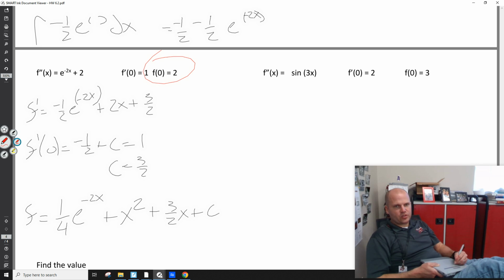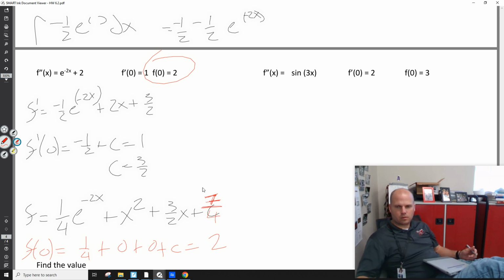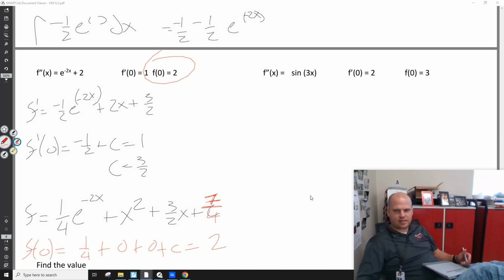We are told f of 0 is 2. Get 1/4 plus 0 plus 0 plus c equals 2. 8/4, so c is 7/4. We have 5 minutes. I can crank this out.